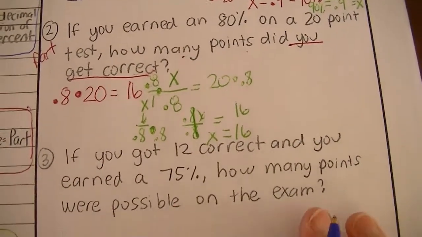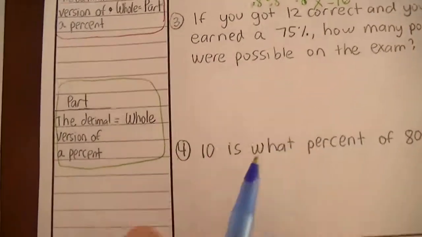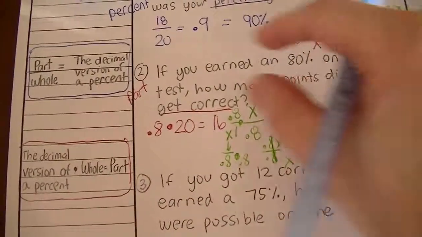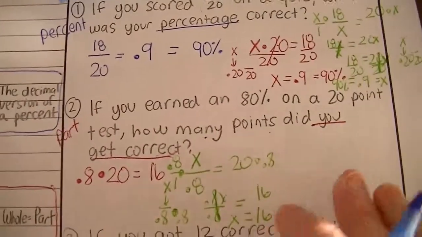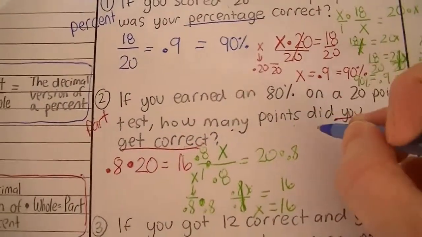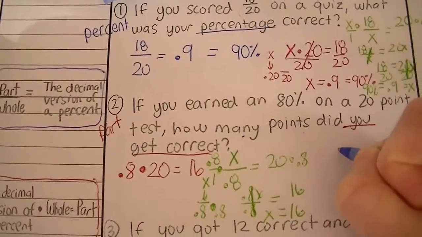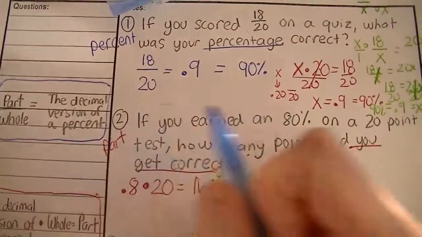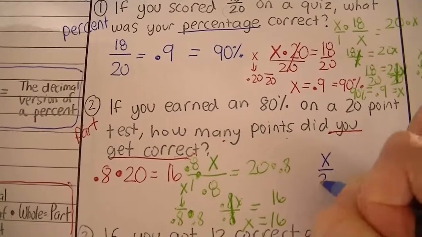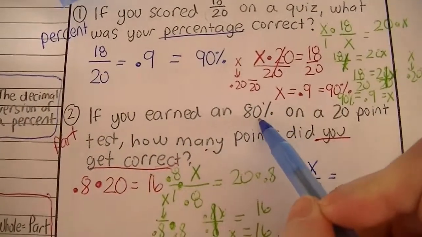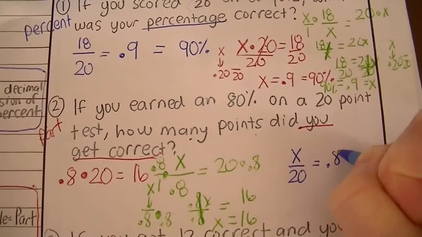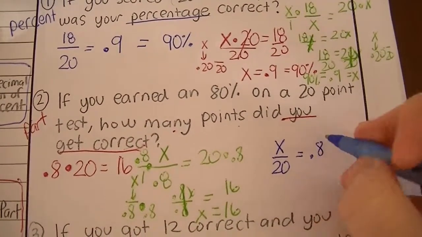Okay, then I'm going to show you how the third equation also works. I mean, the third of the three works also. So part divided by whole equals the decimal version of the percent. We don't know the part. We do know the whole. The whole thing is worth 20 points. And that's going to give you the decimal version of the percent, and the decimal version of 80% is 8/10. Okay, let's go ahead and solve this.